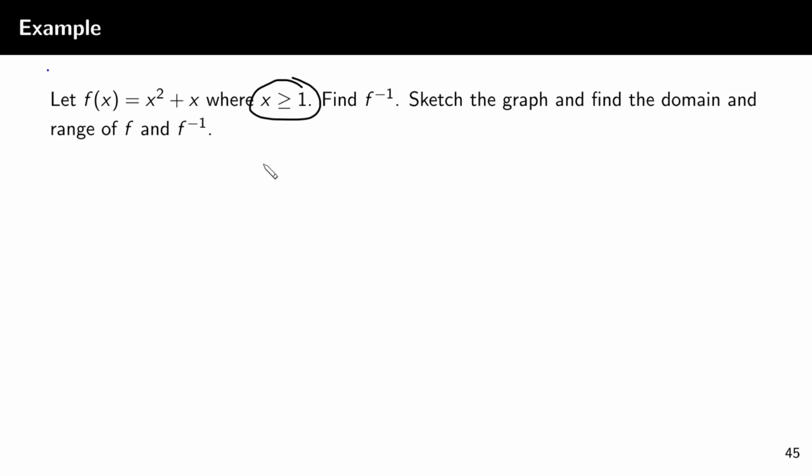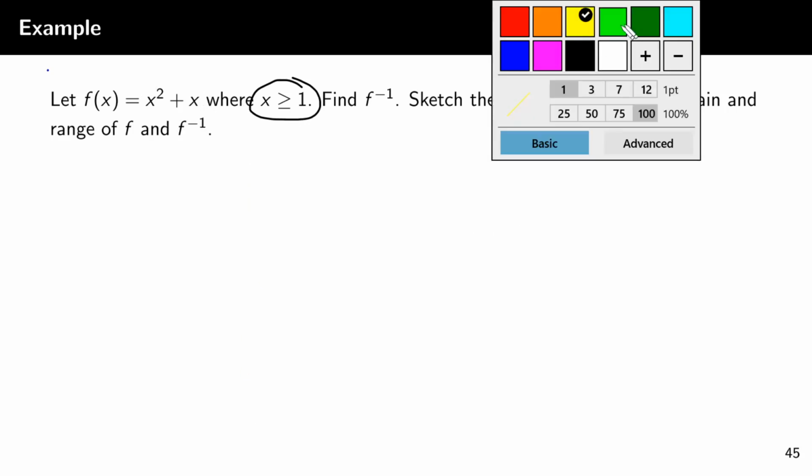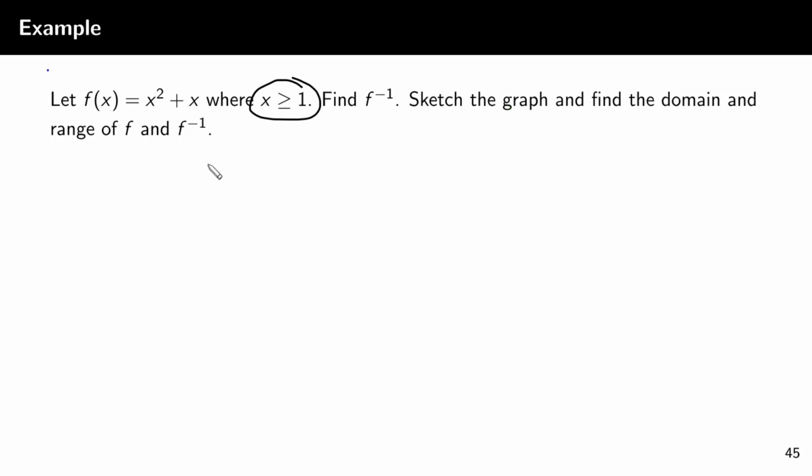So, sketch natin yung graph. So, meron tayong restriction sa x. X is greater than or equal to 1. So, ang makukuha natin, hindi yung buong parabola, portion lang nung parabola. Okay. So, alam naman na natin kung paano mag-sketch ng parabola. Maybe we can start with that. Or if you want, you can get the inverse right away.